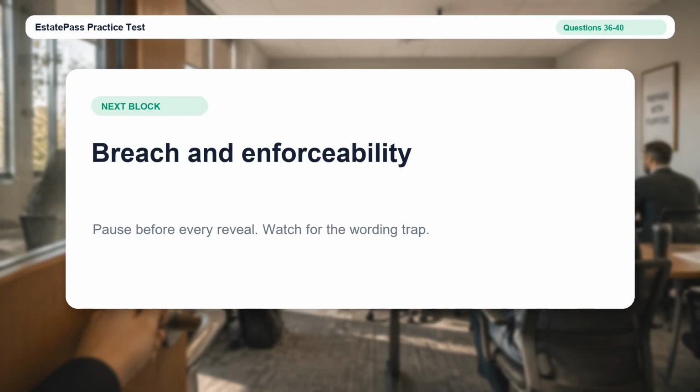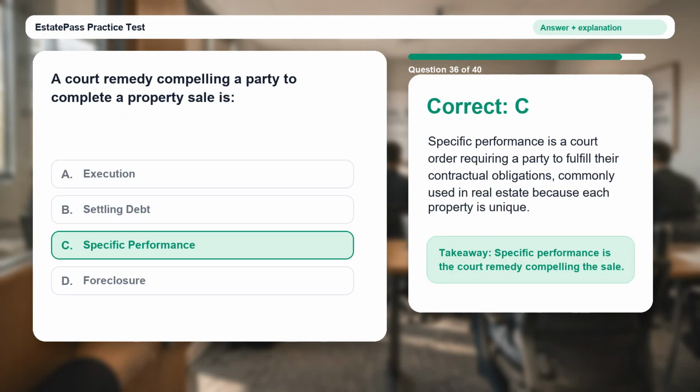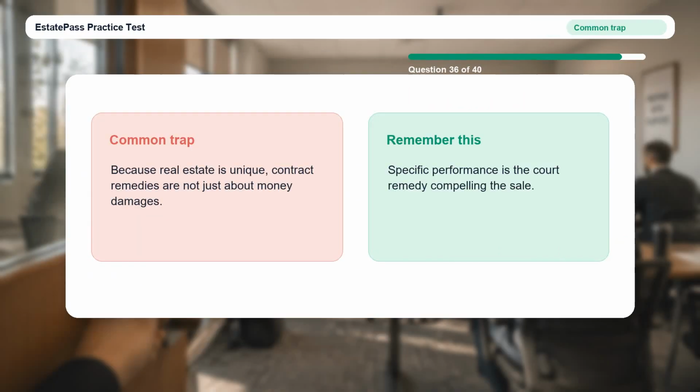Next block: breach and enforceability. Pause before every reveal. Question 36. A court remedy compelling a party to complete a property sale is. Your choices are A. Execution, B. The correct answer is C. Specific performance. Explanation: specific performance is a court order requiring a party to fulfill their contractual obligations, commonly used in real estate. Common trap: because real estate is unique, contract remedies are not just about money damages.